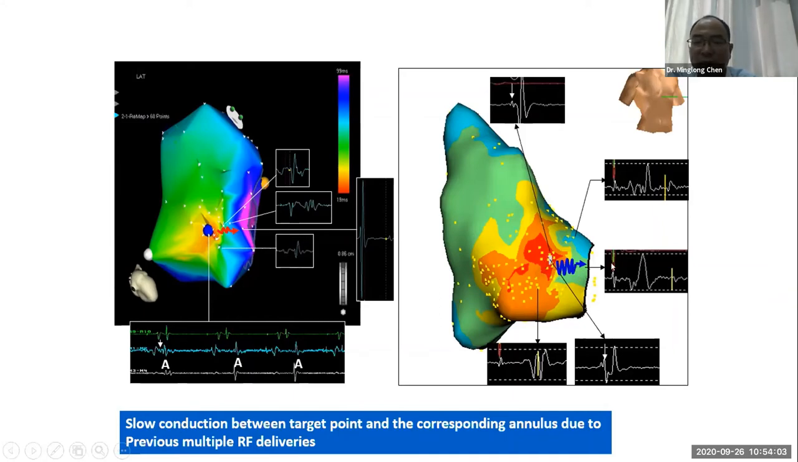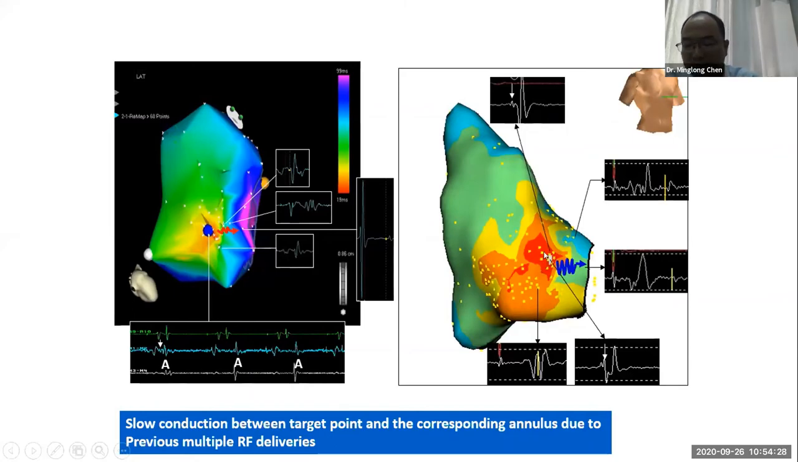You can see here, this is a pacing artifact. This is the V and this is the A. You can see the VA region in the annulus area; the activation time is much, much longer than the VA region here. So this is the beautiful VA conduction. There's also an extra pathway potential between V and A at this region.